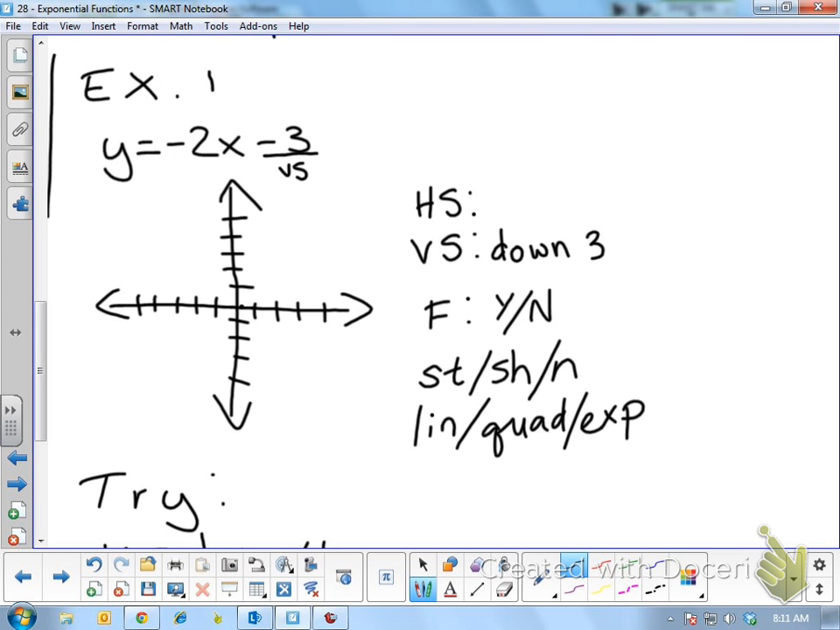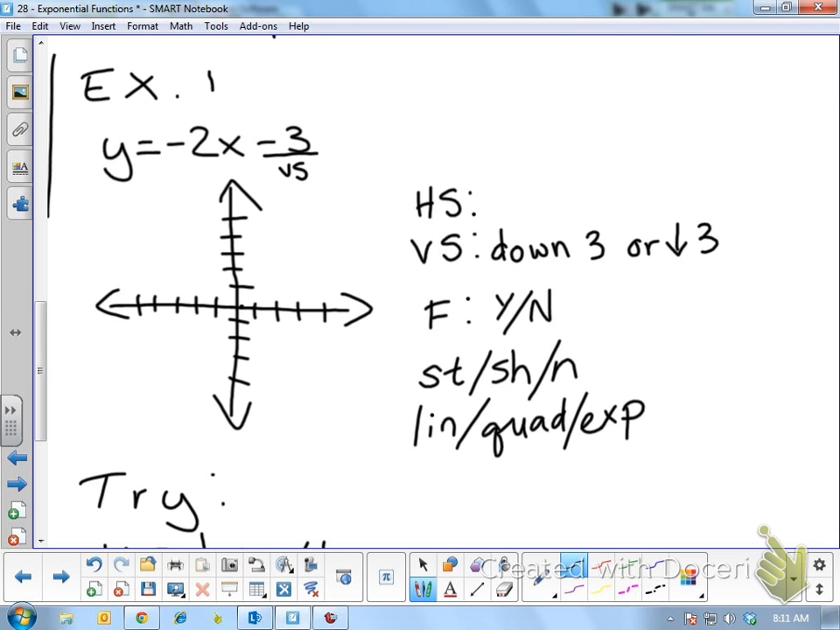And I literally want you to either write the words down, or you could write a down arrow and 3. But on an Acuity or a SAGE test, they're going to use the words vertical shift down 3, something like that. So that's why I want you to show a direction.